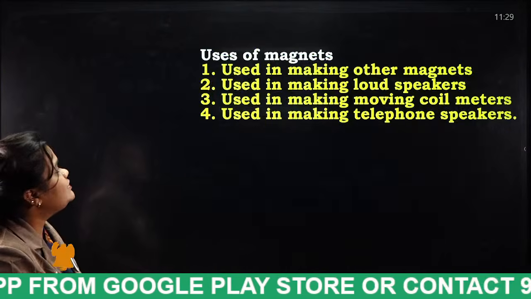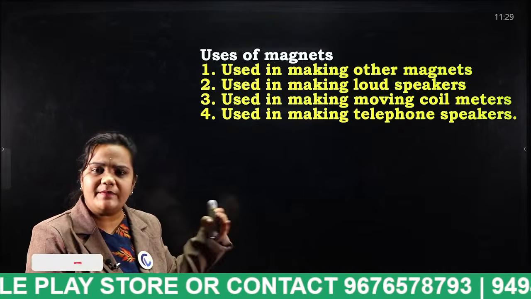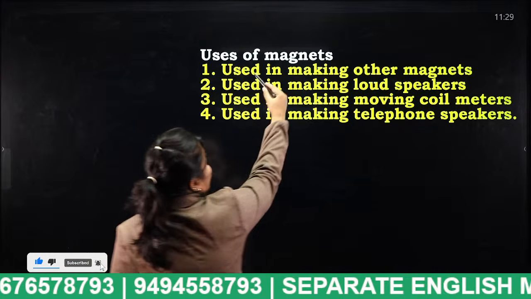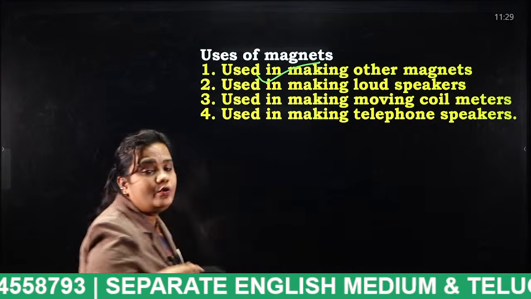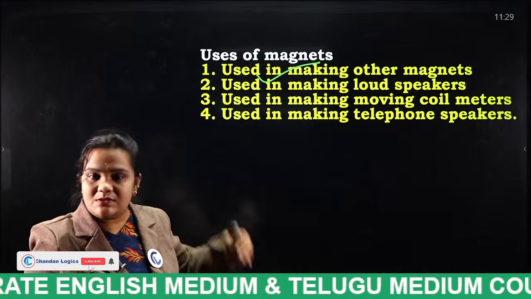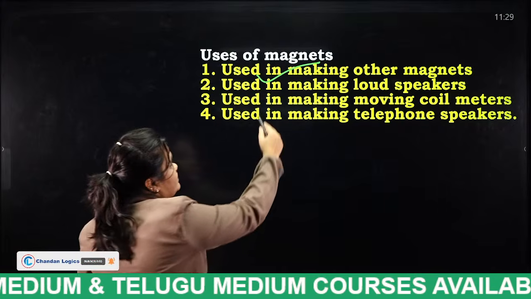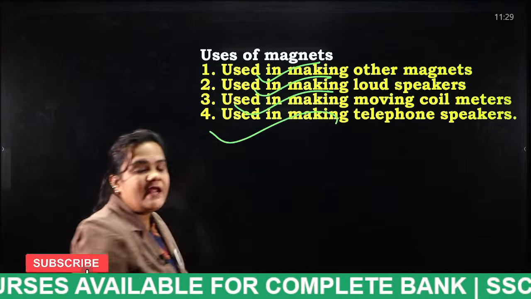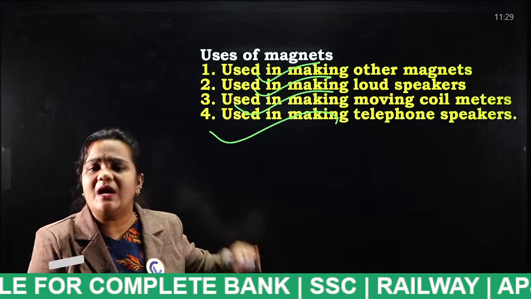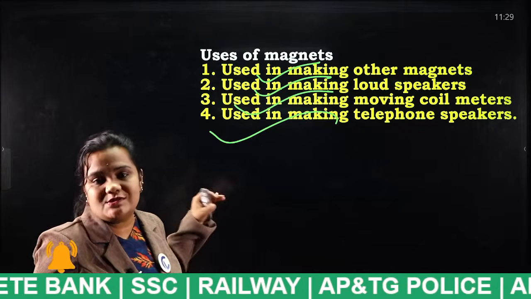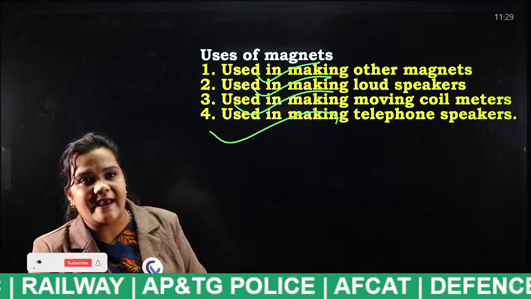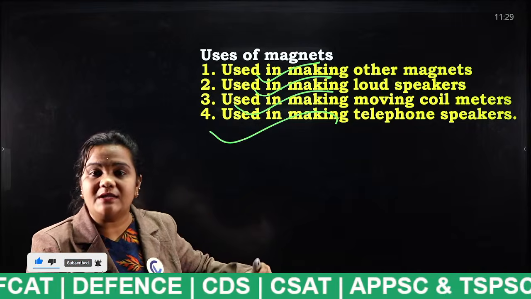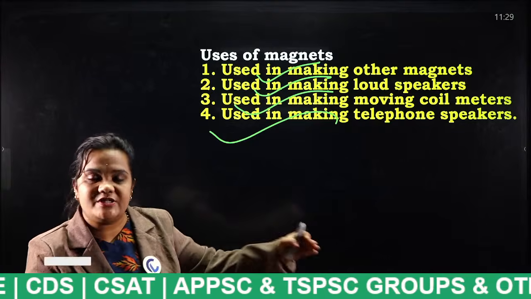Next, uses of magnets. I think everybody knows this. Where do we use magnets, students? They are used in making other magnets, in loudspeakers, in making coil meters, and in making telephone speakers. These are some very important uses of magnets. Magnets have strong strength at the poles and weak strength at the center.